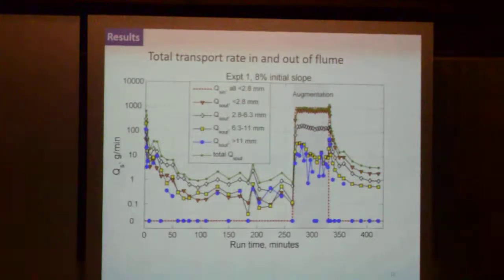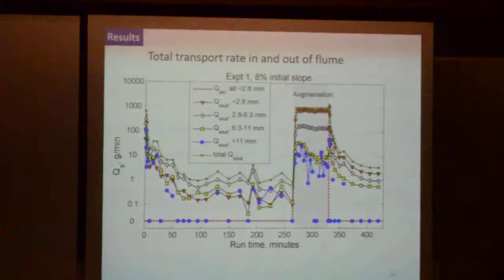You can also look at the grain size distribution coming out. What I'm actually showing is again in green is the total mass flux coming out, but then these other lines are different and in general coarser as you go down, different size classes of sediment coming out. So even though we're only feeding in the finest size class, which is the brown upside down triangles, we get, especially during the augmentation period, a range of sizes coming out, including the coarser size fractions.